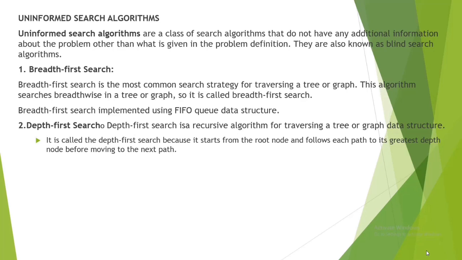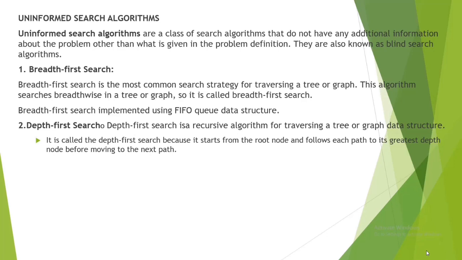In uninformed search, the algorithm does not have any additional information about the problem other than what is given in the problem definition. In this we can have two types: one is breadth first search and the second one is depth first search. Breadth first search is the most common search strategy for traversing a tree or graph. This algorithm searches breadth-wise in a tree, so it is called breadth first. Breadth first search is implemented in FIFO order.